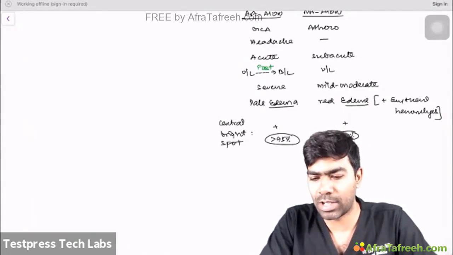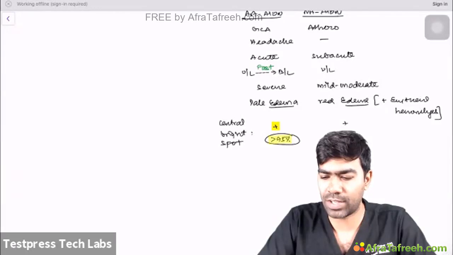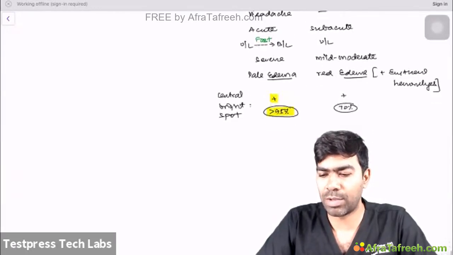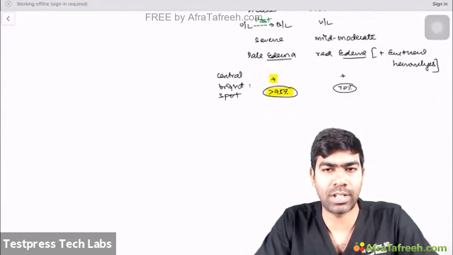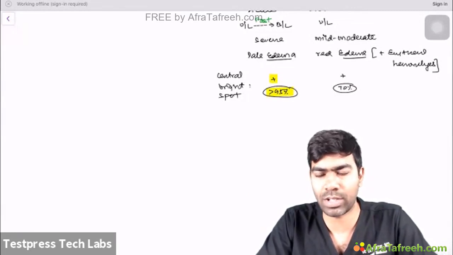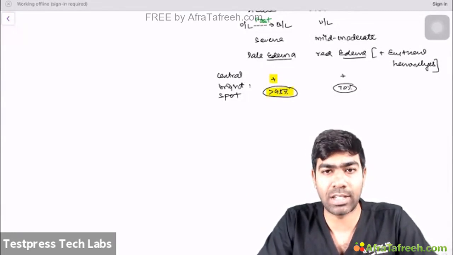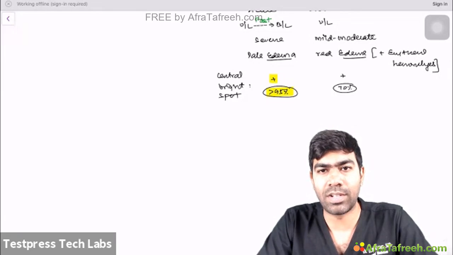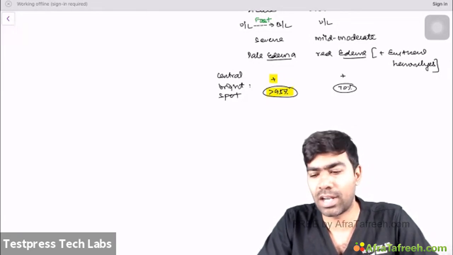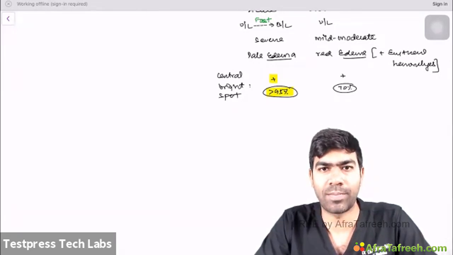have the central bright spot sign, which means if this sign is absent, it's unlikely to be giant cell arteritis, because it's very common in giant cell arteritis. It's a very high negative predictive value sign. So if it is absent in suspected giant cell arteritis patients, we generally say that this is unlikely to be giant cell arteritis. That's all.